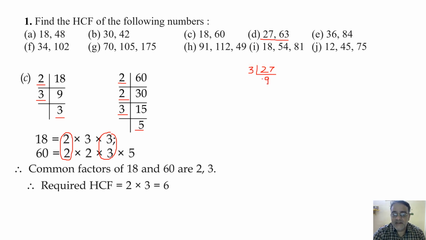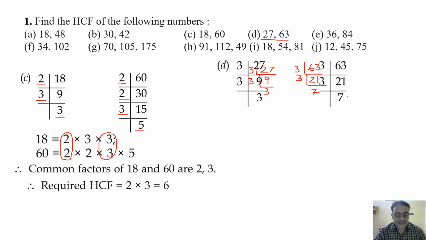9. Again divide by 3, 3. Over. Now 63: first you divide by 3, you get 21. Again divide by 3, you get 7. Stop. So we got this one.